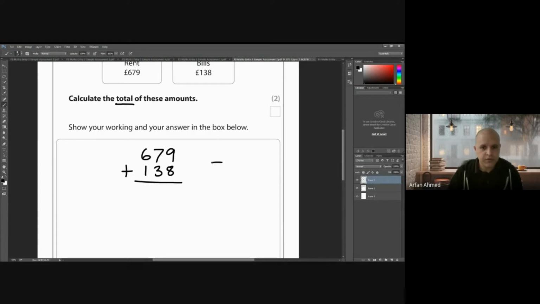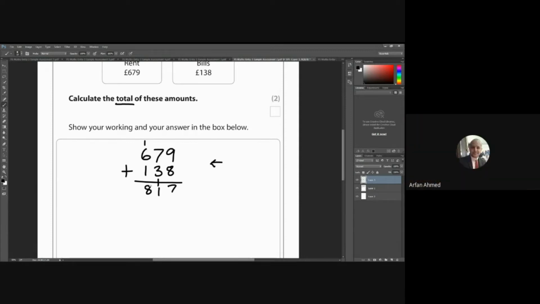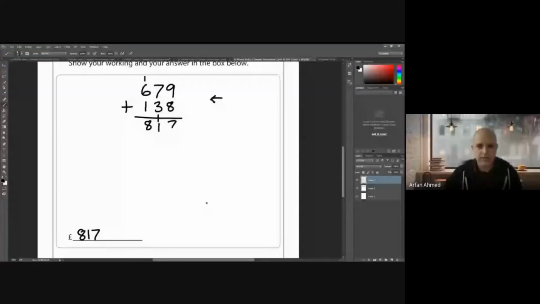And we always start from this side, don't we? So 9 add 8. What's that going to give you? That's going to give you 17. Let's carry the 1. You can carry the 1 at the top or at the bottom, makes no difference. Let's do it at the bottom. 7 add 3 gives you 10, plus the 1 you carried is 11. Carry the 1 again. See, I've carried it at the top now. Makes no difference. And then 1 add 6 add 1 gives you 8. Yeah, and that's going to be £817.